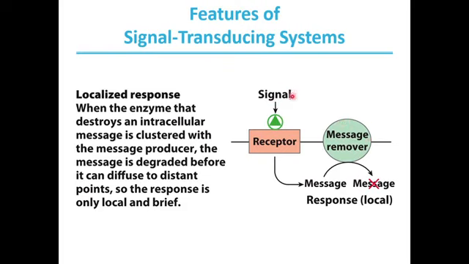For example, if a signal is interacting with a receptor which elicits a response, and after the message is sent to a local environment, the message is then removed by a message remover. And so the response is local and is not felt at distant sites in the cell. So these are the various features of signal transducing systems. And we'll look at examples of each of these signal transducing systems as we go on.